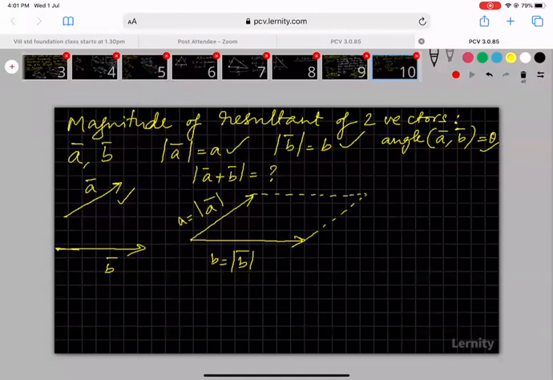and you draw a co-initial diagonal for the parallelogram, this vector would be A bar plus B bar. But I need to calculate only the magnitude, which means I have to calculate the length of this diagonal. That is all. I have to calculate the length of that diagonal. What else do I know? I know this angle as theta. That is what we know.